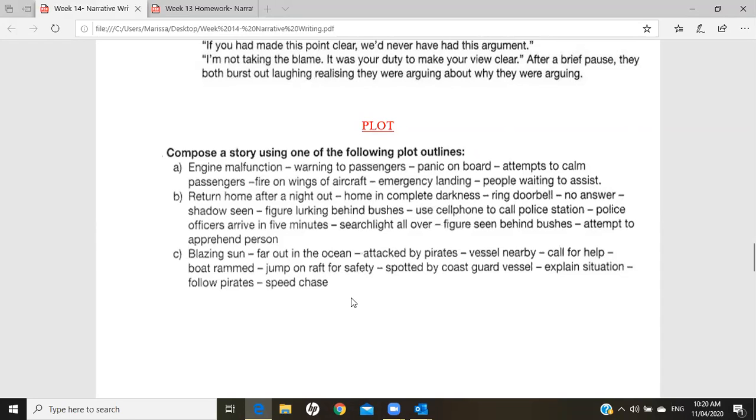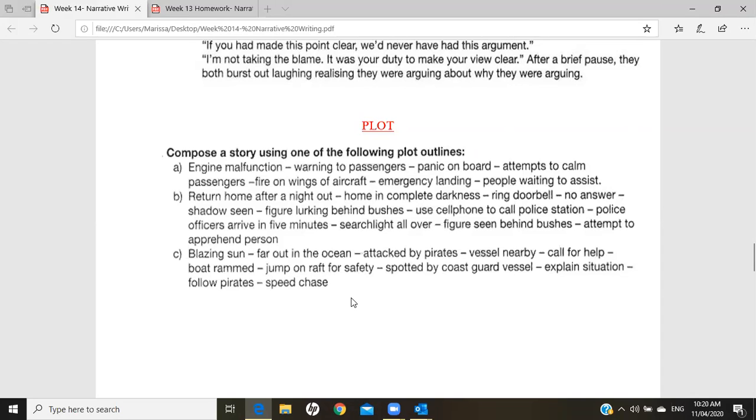So maybe if there was a shootout, maybe the pirates could have died, and then the Coast Guard and you all survived, and you were able to retrieve all your belongings. So perhaps that could have happened. Or it could have been a shootout where maybe you died, the pirates actually got away, and the pirates moved on to their secret island to share up the treasure that they accumulated from your robbery.